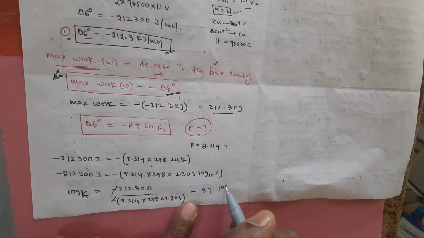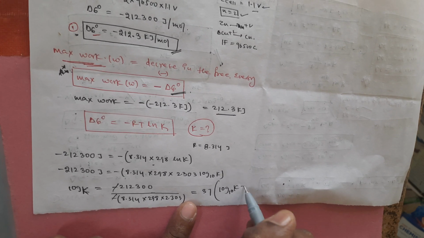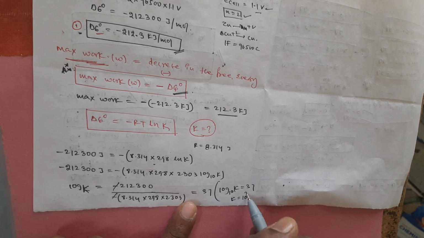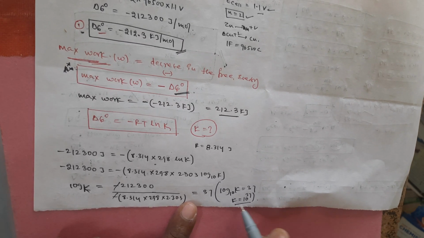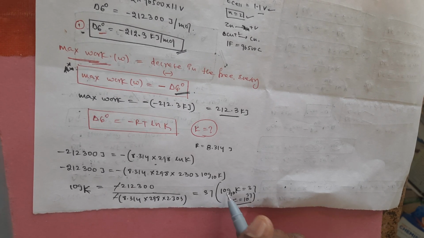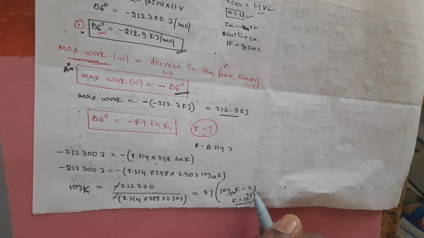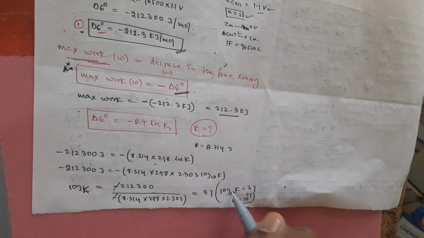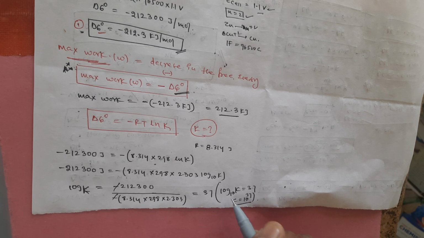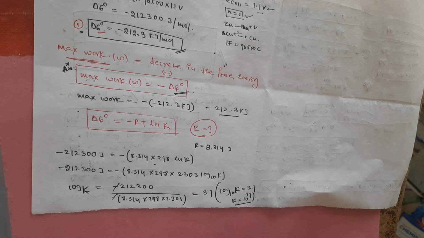Log base 10 K, how much are you getting? Log base 10 K is 37. From here, what will be the K value? It will be 10 power of 37. What's the equilibrium constant value? 10 power of 37. For example, if log base 10 K is equal to n, then K is 10 power of n, and in terms of 10 power, this value you have to write. So log base 10 K is equal to 37, then K is equal to 10 power of 37.